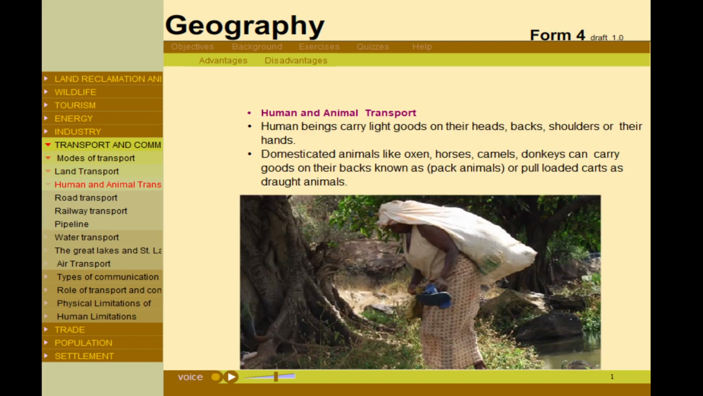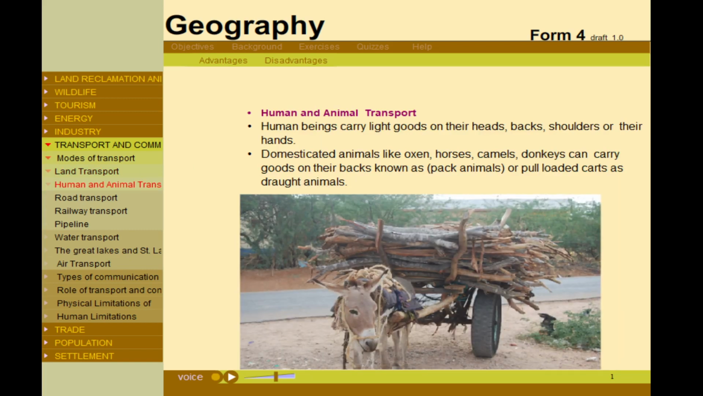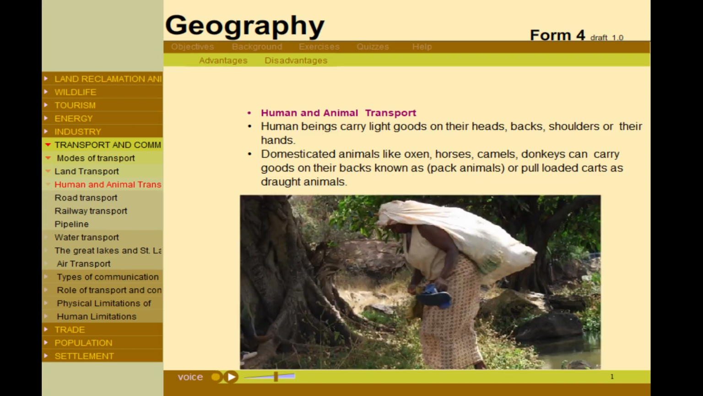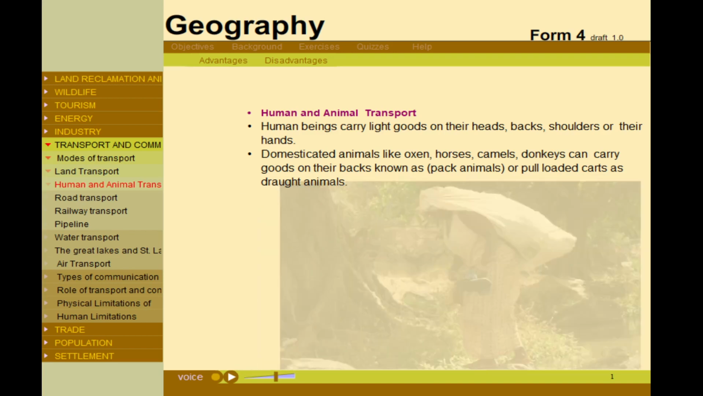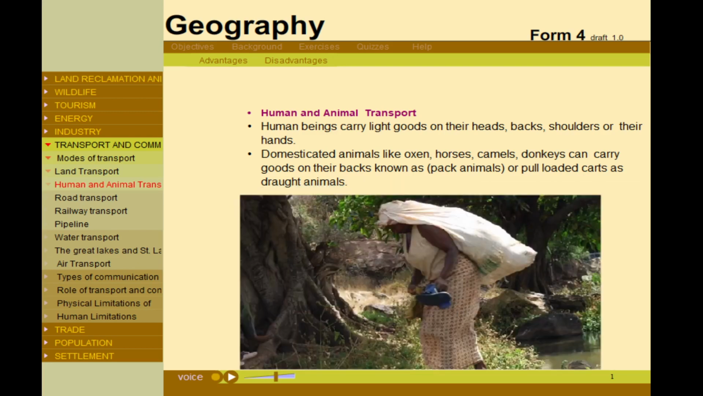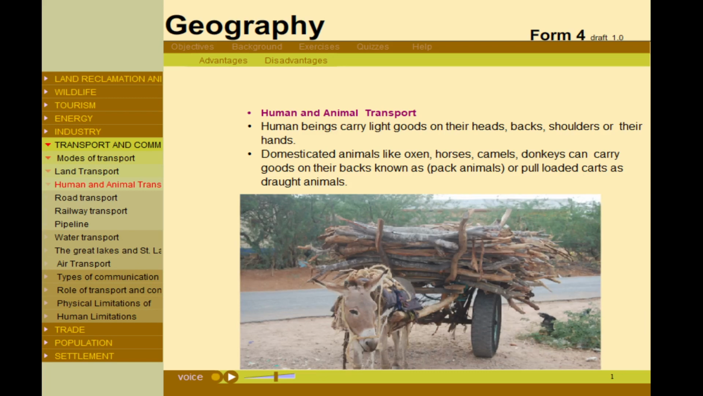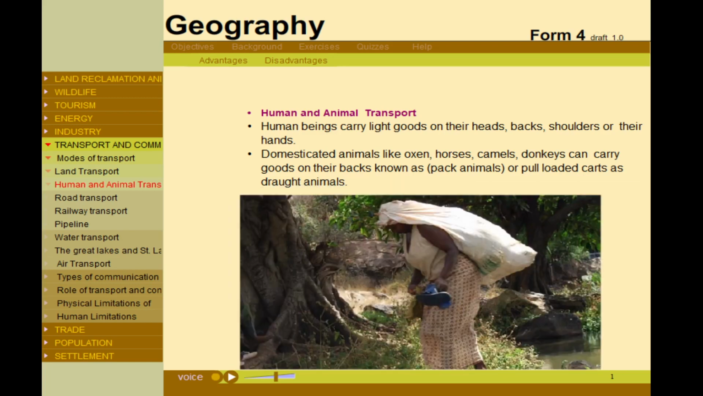Land transport. To understand transport, we shall start with human and animal transport. Human beings carry light goods on their heads, backs, shoulders, or their hands. Domesticated animals like oxen, horses, camels, donkeys can carry goods on their backs, known as pack animals, or pull loaded carts as draught animals.